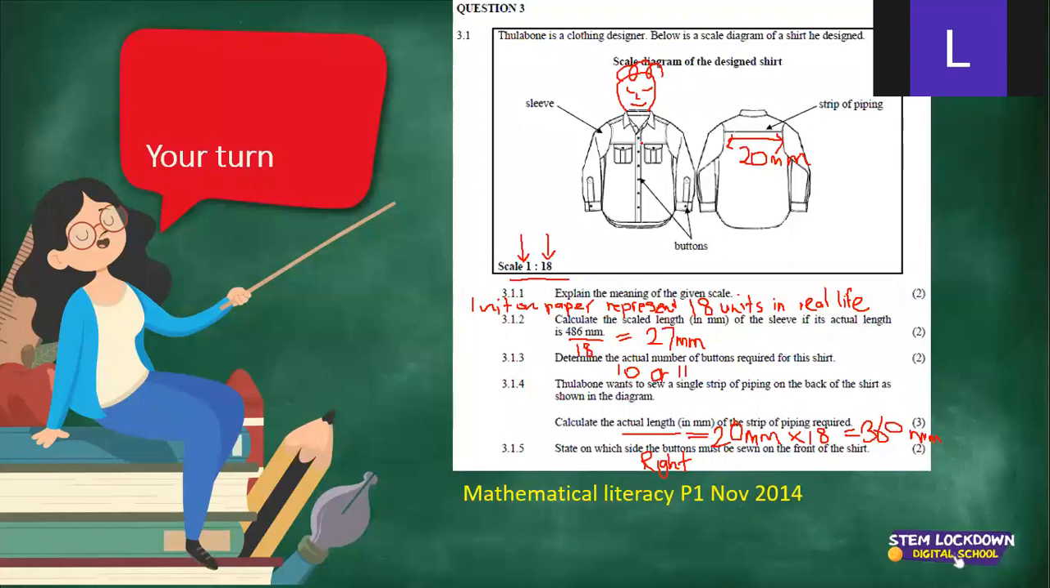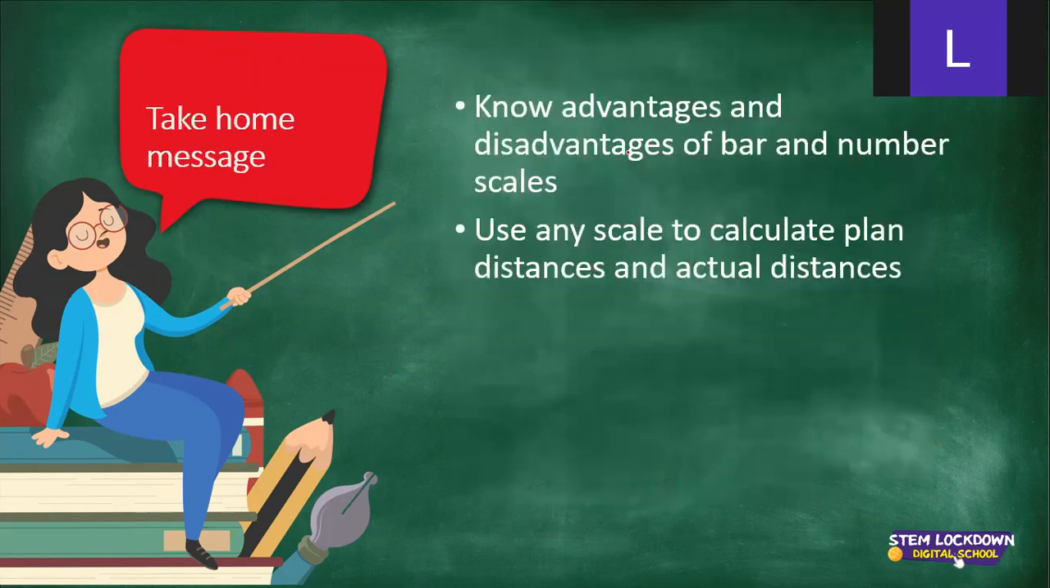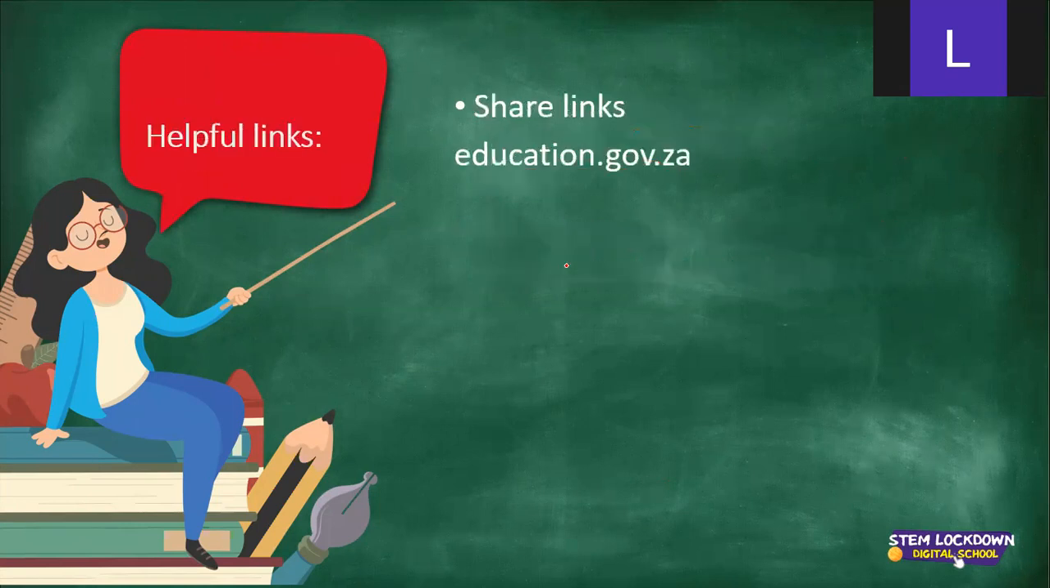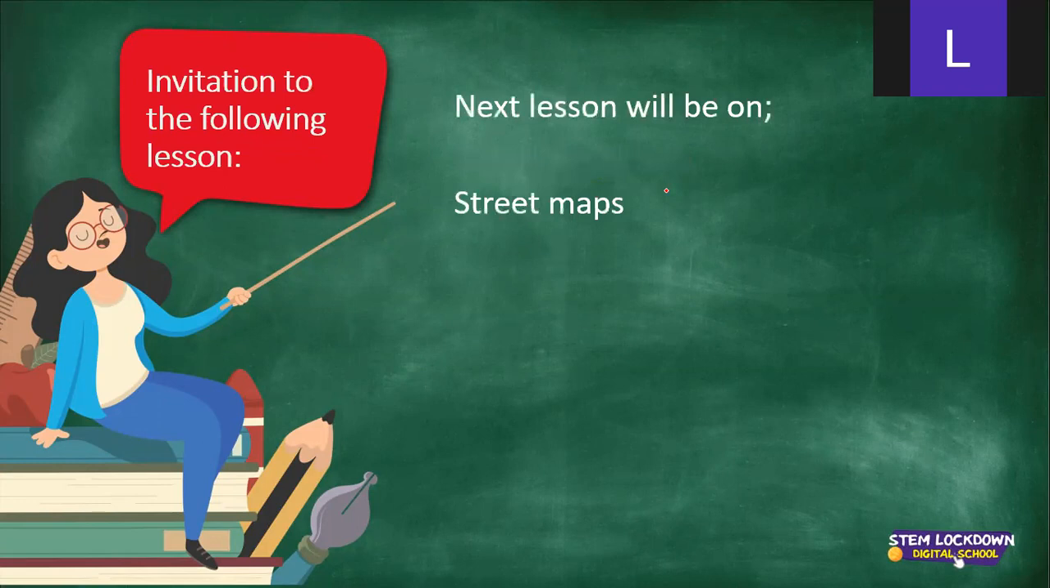Okay, now this is actually all. I appreciate your appreciation, guys. My time is up for today's lesson. What I'll require from you is to go through this activity and other similar activities as well. You need to know off by heart the advantages and disadvantages of both your bar and number scale. That is very, very important. And you need to know how to calculate distance using your scales. For more information, you can look at past papers from this website, www.education.gov.za. Next week we're looking at maps, street maps. Today's lesson is the foundation for lessons to come, and then we're done for today.